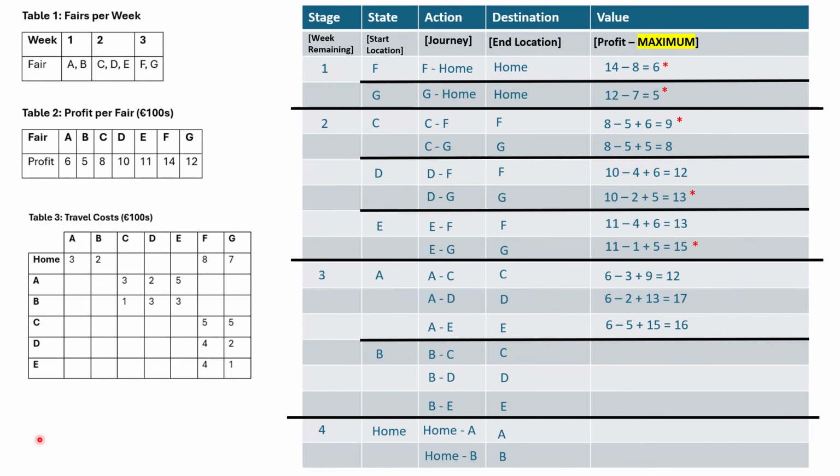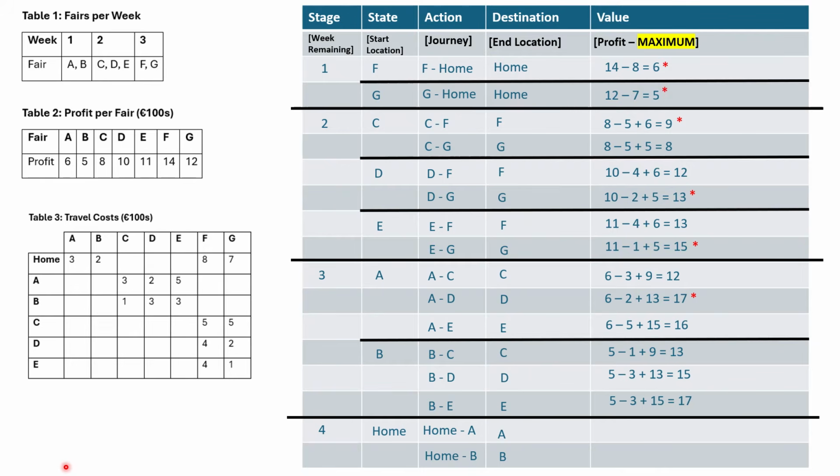So then we look at the next stage. So then we're working with A. So the profit at A is 6. And then the cost to travel from A to C is 3. And then if we ended up at C, the optimal value for C is the one we've starred, which is 9. A to D has the same profit, but traveling from A to D is only 2. And if we end at D, its optimal value is 13.